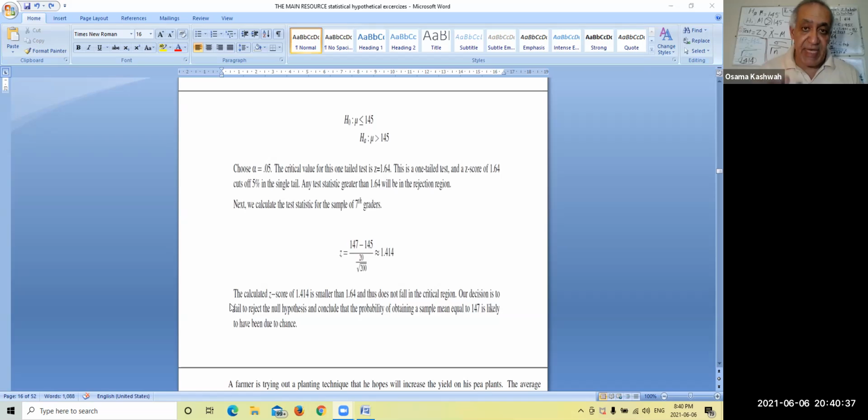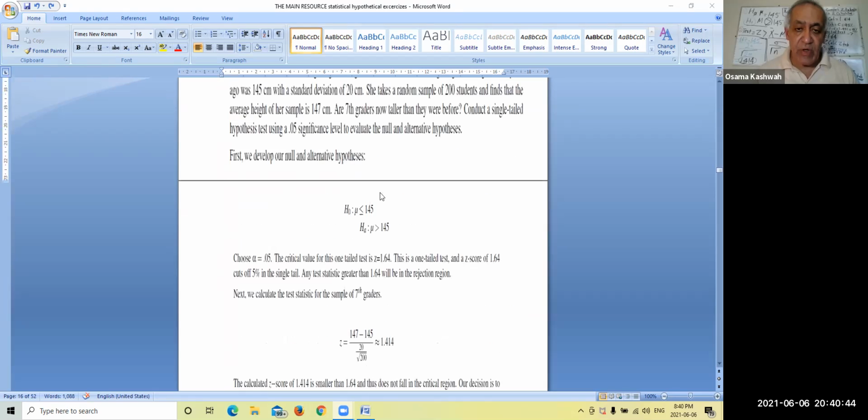Let me tell you the steps back. We formulate H0 and we formulate H1, or H alternative. H alternative is based on what is in the example and what is talking about the claim. The claim that she said here is that the height will be more, and she found in the sample it was 147. But at the end we discovered that this was only due to chance. It's not a fact that the people became taller by 2 centimeters.